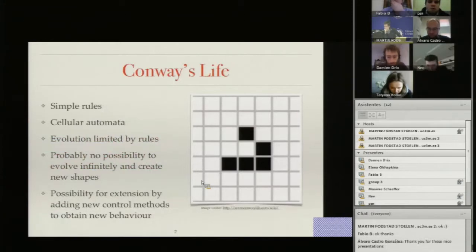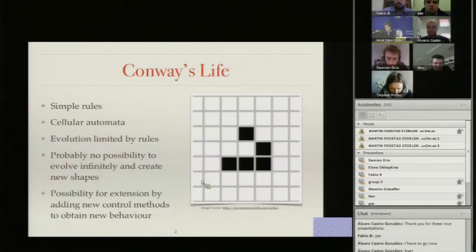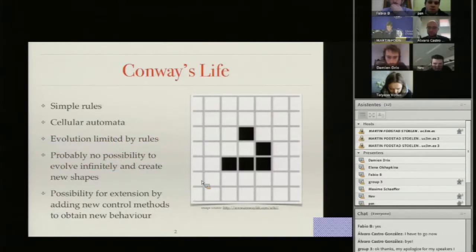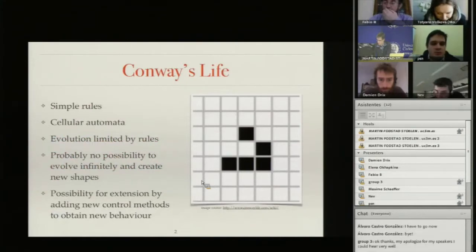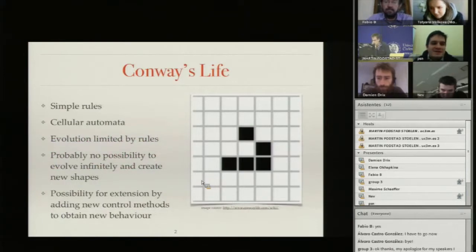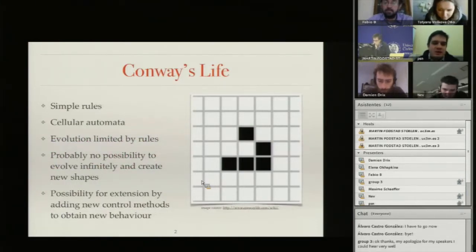Okay. So this is the sample of a glider, one of the Conway's Game of Life patterns. The life game is characterized by simple rules and creates a cellular automata. And the evolution is probably limited by the rules. And we assume there is possibly no possibility to evolve infinitely and create new shapes according to limited rules.